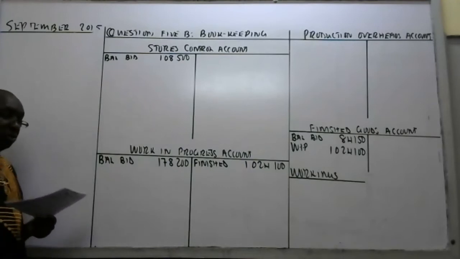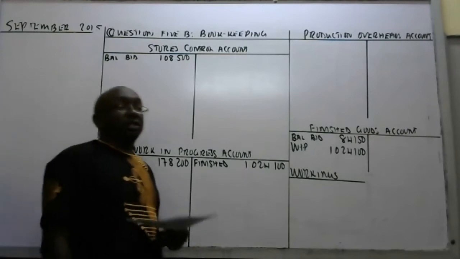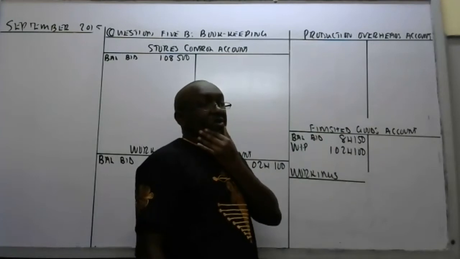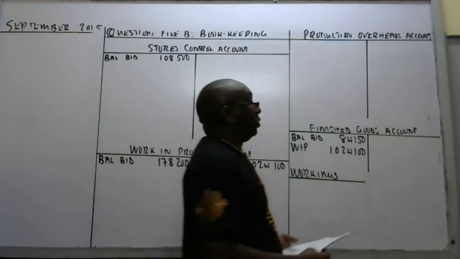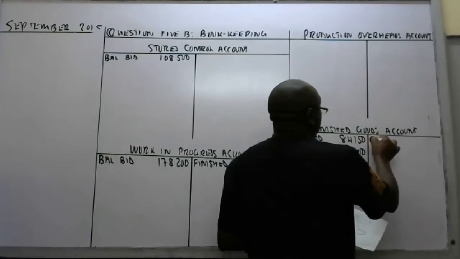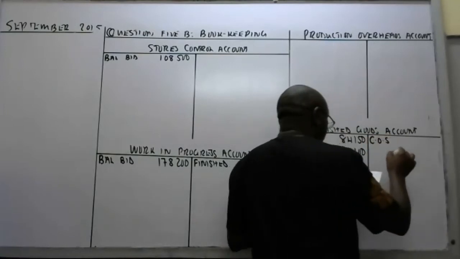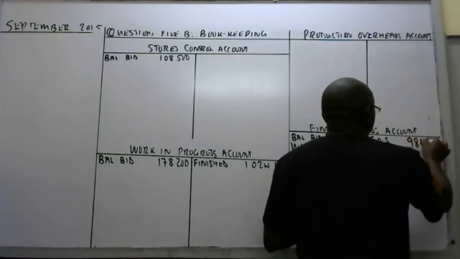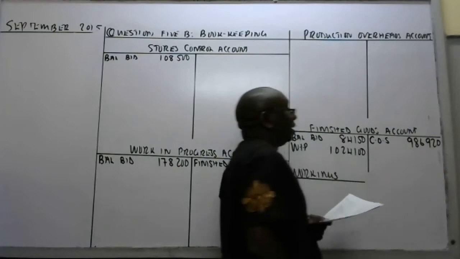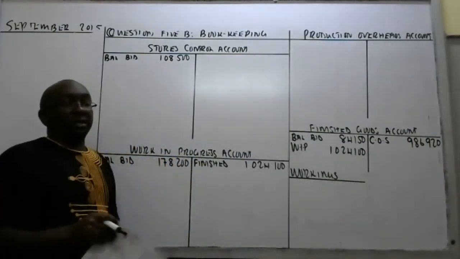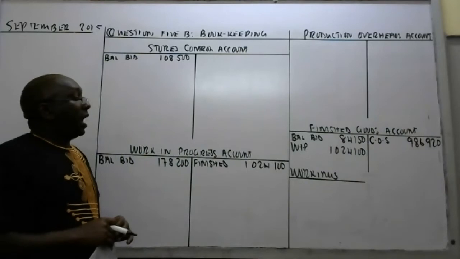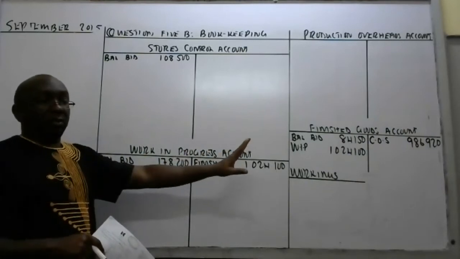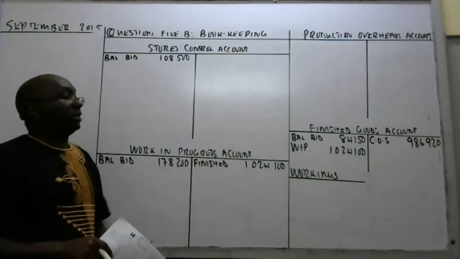Cost of goods sold. When goods are sold, we move them from the finished goods to the cost of sales, being ready for sale. So we will come here and credit this one because of cost of sales, 986,920. Now, we don't have the cost of sales account, so we will not debit it because we don't have it.